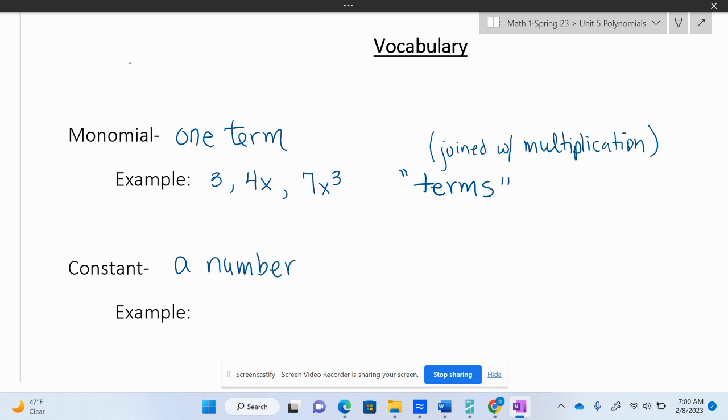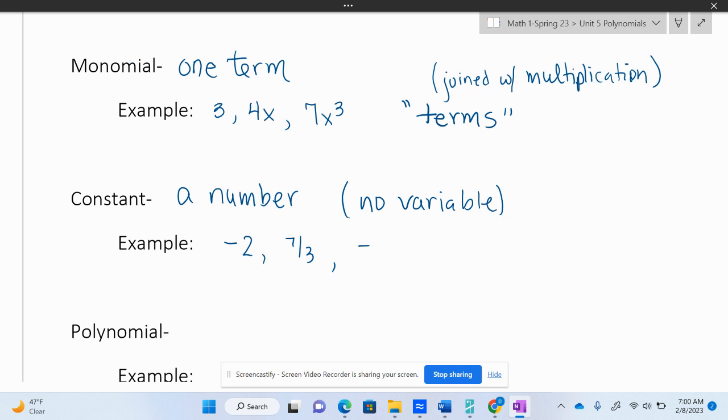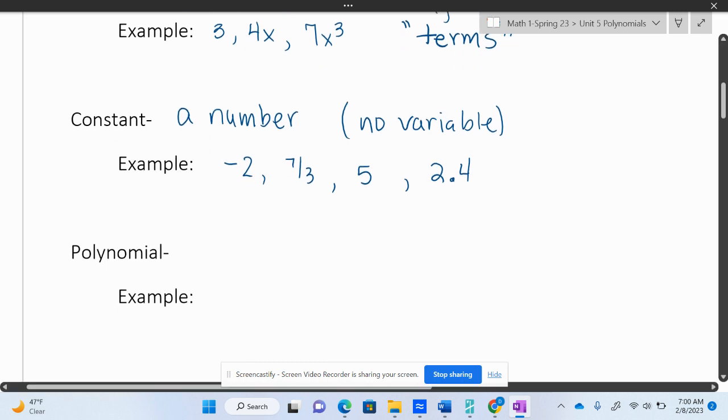A constant is just a number. That means it has no variable. So constants, examples of constants, any number, -2, 7/3, 5, 2.4. Okay, those are examples of constants.